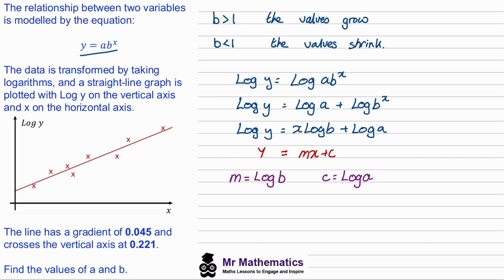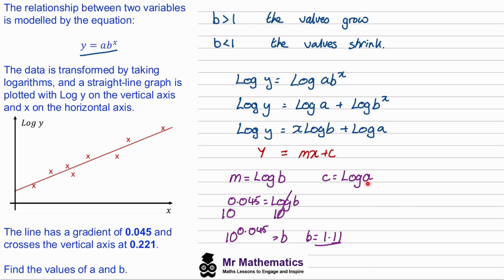And you can see in the question that we're given the gradient of this straight line. This is 0.045. So 0.045 will equal the log of b. Then we can work out the b term by raising 10 to the power of both sides. So 10 to the power of 0.045, these two will cancel, will equal b. And when we work this out, we get b to be approximately 1.11. So this will be our growth factor.